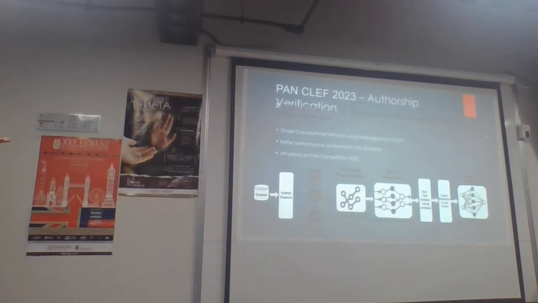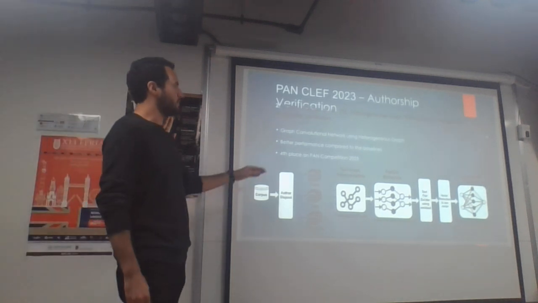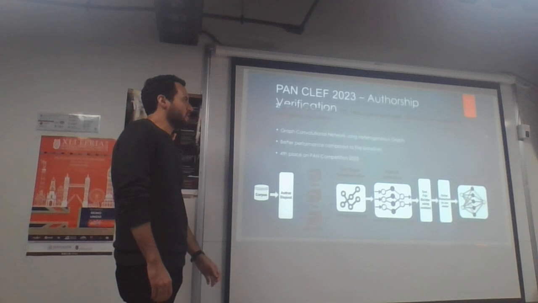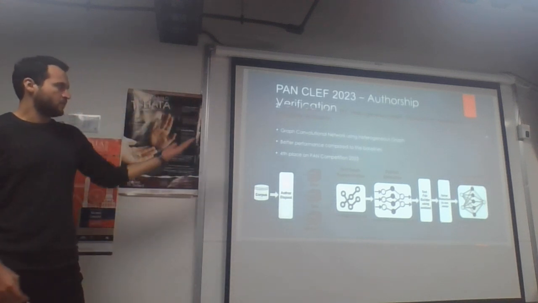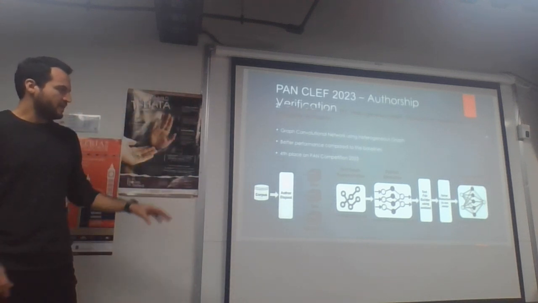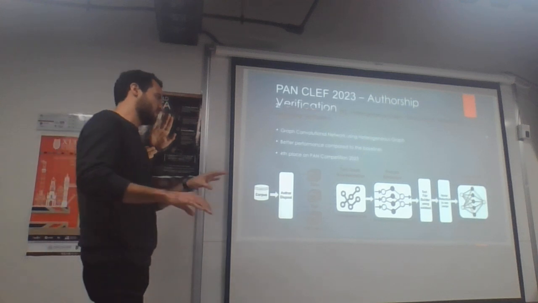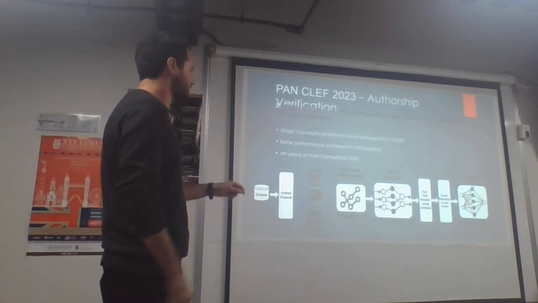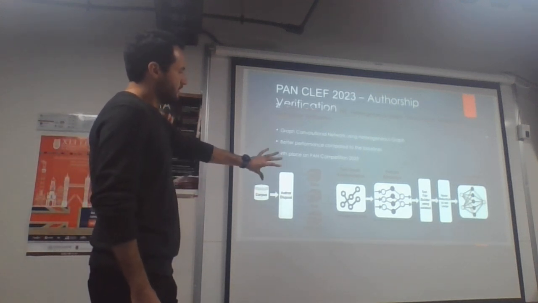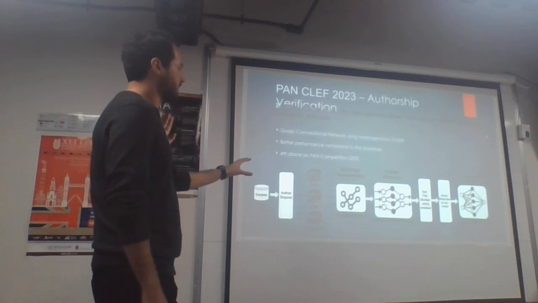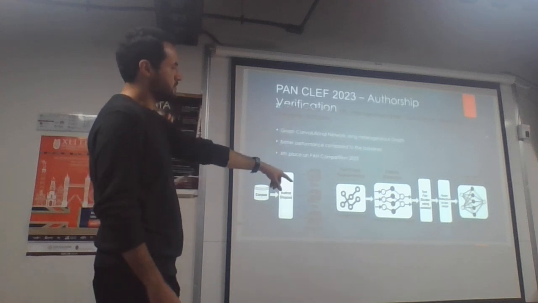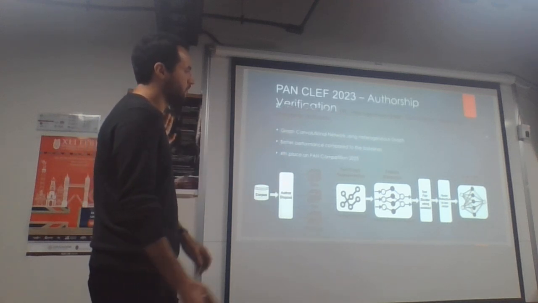This was the work for PAN CLEF 2023 for authorship verification. Here we implemented a heterogeneous graph convolutional network for authorship verification. Here is the same architecture but with some variation. The idea here is taking the text to graph transformation. As feature extraction, we use a graph convolutional network.